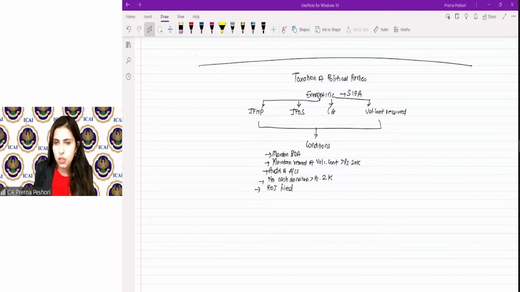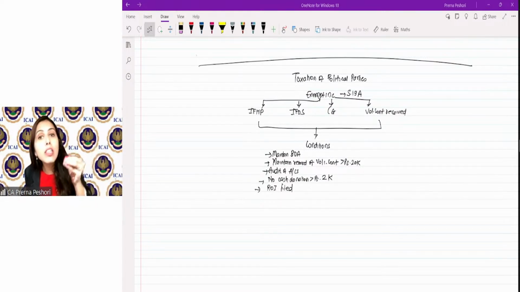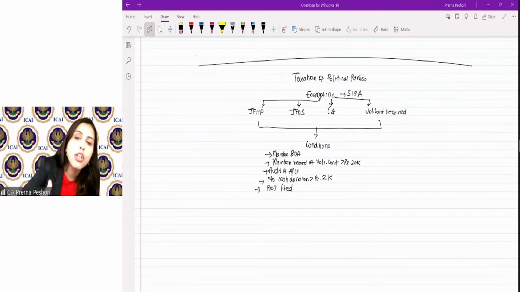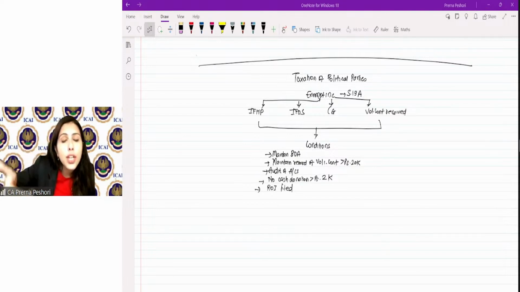Now, what do we understand by business connection? Business connection means some sort of connection of the non-residents' income that is arising with the activities that are carried out in India. So there has to be some sort of connect between the activities that a non-resident carries out in India and the income that is getting generated from those activities. And it should not be a one-off activity, it should be a continuous transaction.